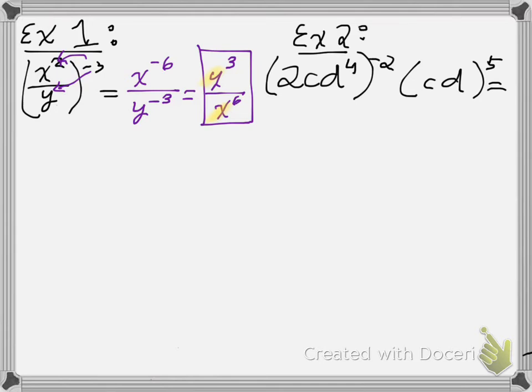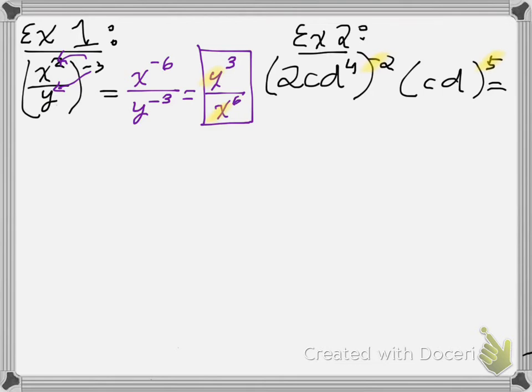Looking at example 2, we have 2cd to the 4th all raised to the negative 2 power times c times d raised to the 5th power. Okay, so there's no simplifying I can really do inside either parenthesis by itself, so I'm going to move on to the exponents outside the parentheses, and the rule there tells me that every factor inside gets that exponent.